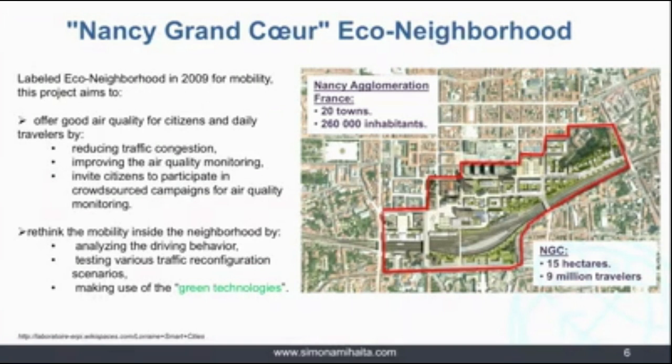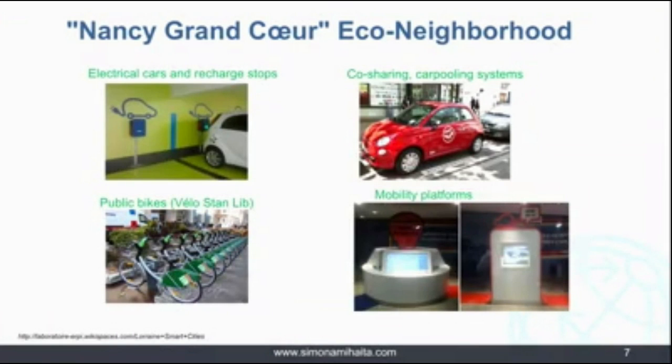In this case, what they want to do is offer good air quality for their citizens. They want to, of course, reduce the traffic congestion, improve the air quality, rethink all the mobility, and make use of green technologies. So this is just a snapshot of the eco neighborhood. It has 15 hectares. It's not that big. 9 million travelers pass through this neighborhood per month. It's not that big maybe in terms of other cities around the world, but still, for a city of this scale, it is quite a problem.